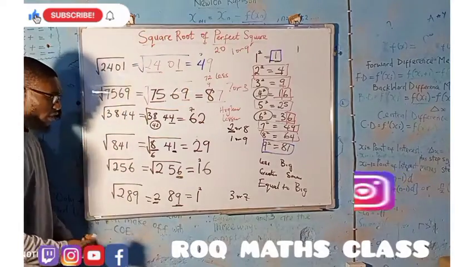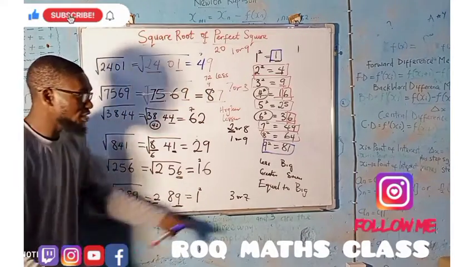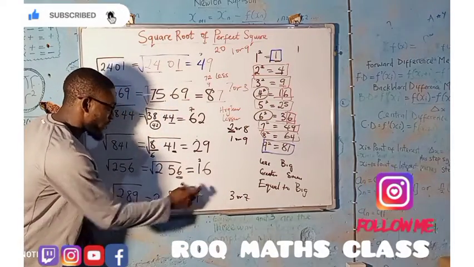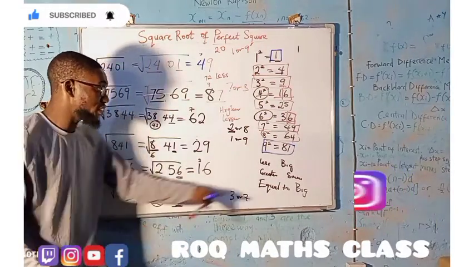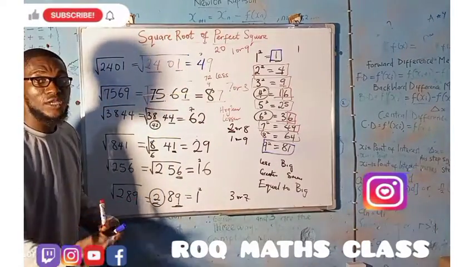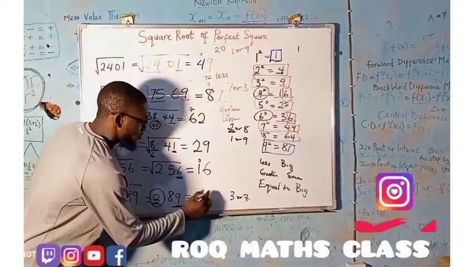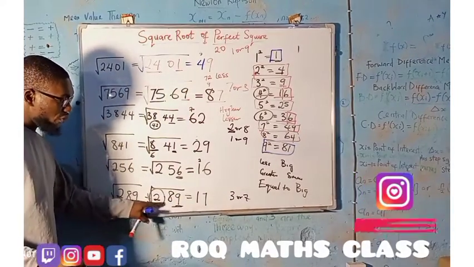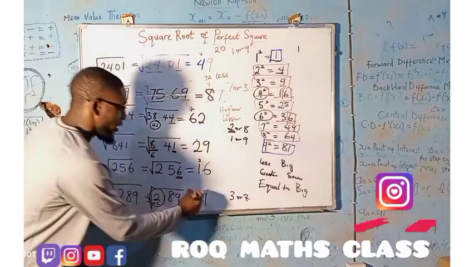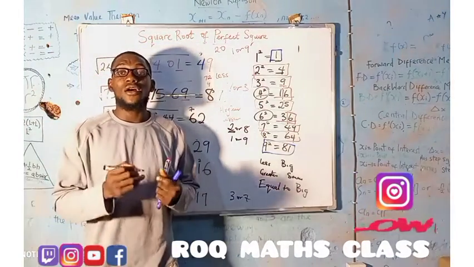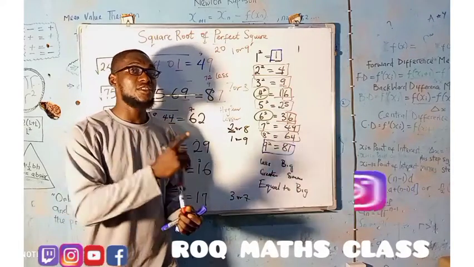So if it's equal, look at that. The next number after 1 is 2, and 1 times 2 is the same as this 2. If it's equal, what will you go for? You have to go for the biggest value, which is 7. So the square root of 289 is 17.